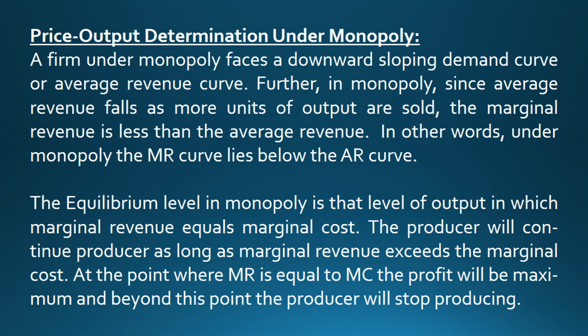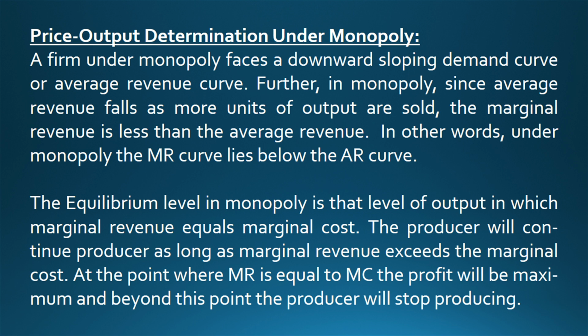A firm under monopoly faces a downward sloping demand curve or average revenue curve. Further, in monopoly, since average revenue falls as more units of output are sold, the marginal revenue is less than the average revenue. In other words, under monopoly the MR curve lies below the AR curve.